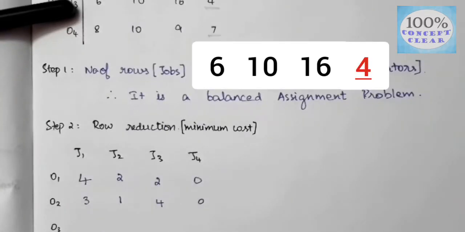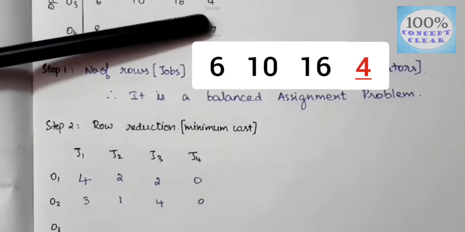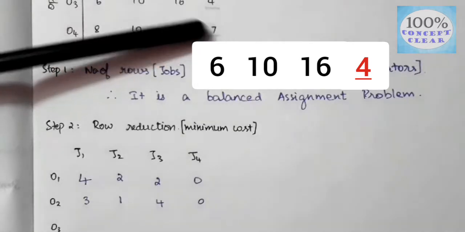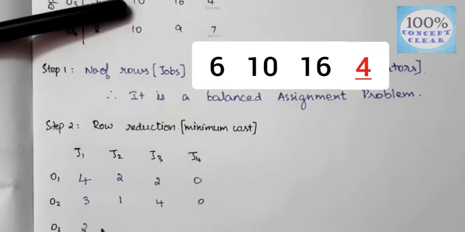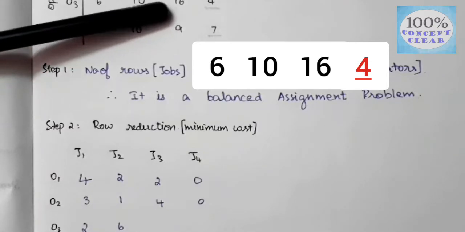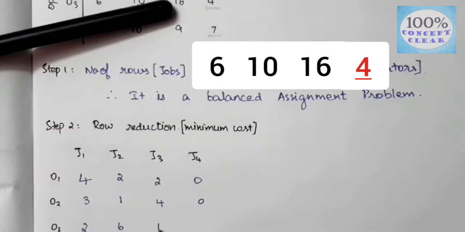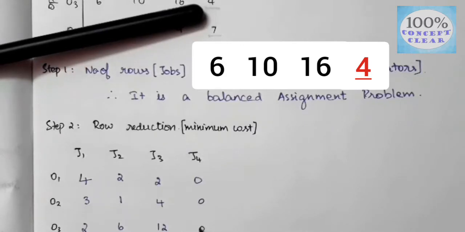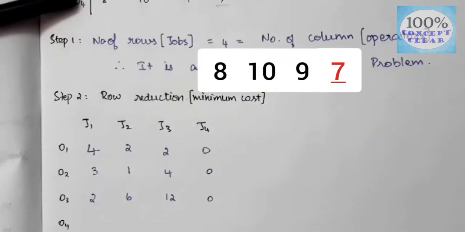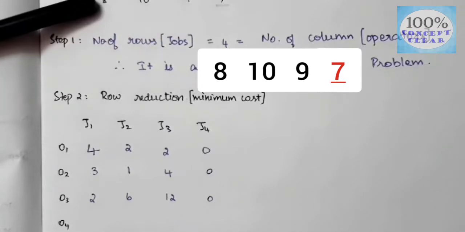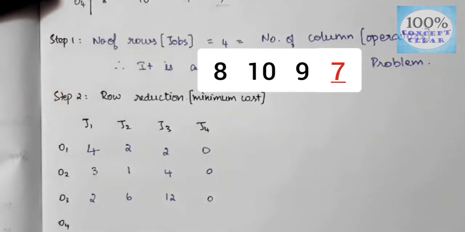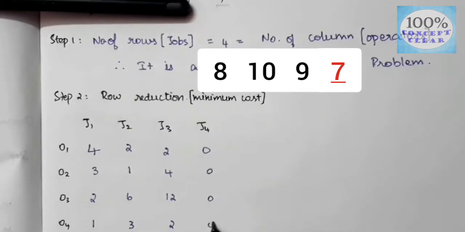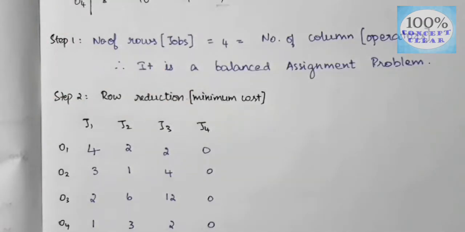And in third row, 4 is minimum. So 6 minus 4 is 2, and 10 minus 4 is 6, and 16 minus 4 is 12, and 4 minus 4 is 0. And in fourth row, 7 is minimum, so 8 minus 7 is 1, and 10 minus 7 is 3, and 9 minus 7 is 2, and 7 minus 7 is 0. Now we have completed step 2.